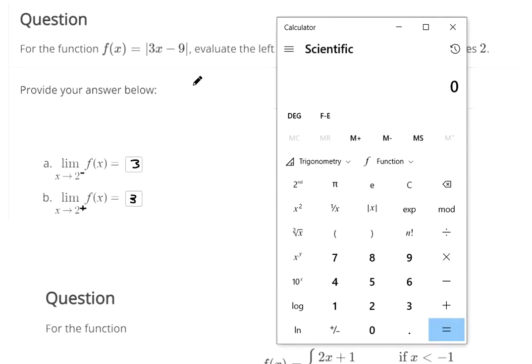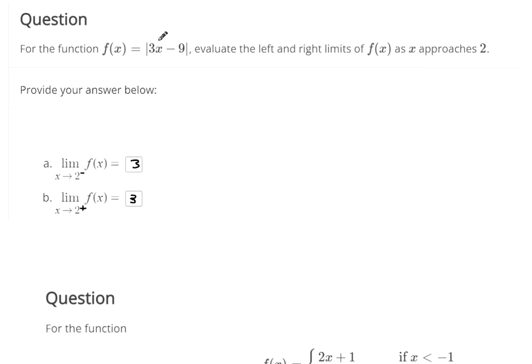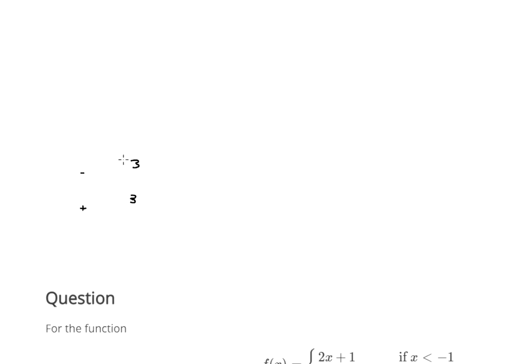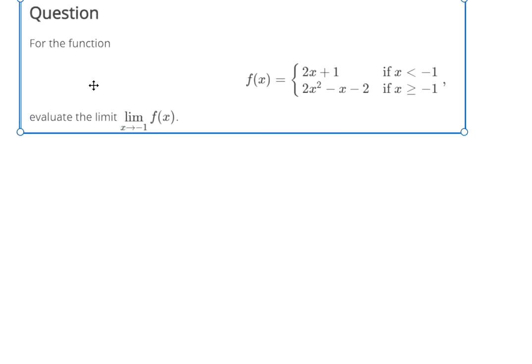And just to emphasize that, let's plug in a number slightly to the right of 2. Well, remember that this is approximate. Take the absolute value of this, and it's approximately 3. Take a number slightly to the right of 2, slightly bigger. And that's approximately 3 when we evaluate the absolute value. So I think that's it for that problem. Let's check out another one here.